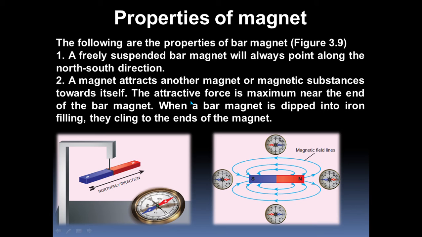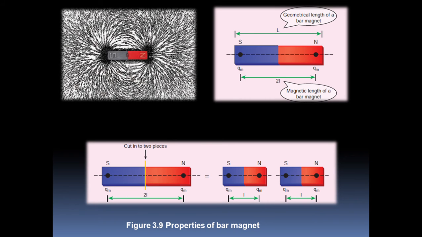Then the second point of properties of magnet: a magnet attracts another magnet or magnetic substances towards itself. Attractive force is maximum near the ends of the bar magnet. In the middle the attractive force is very low; at the ends the attractive force will be high. When a bar magnet is dipped into iron filings, they cling to the ends of the magnet. Next, this is the diagram.